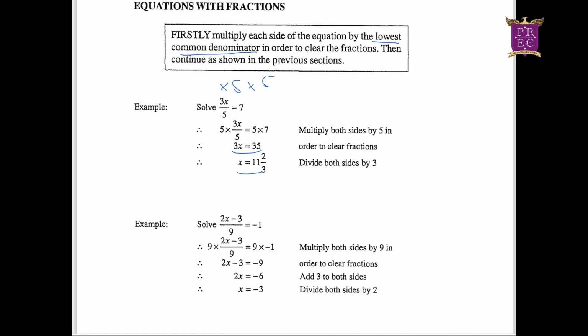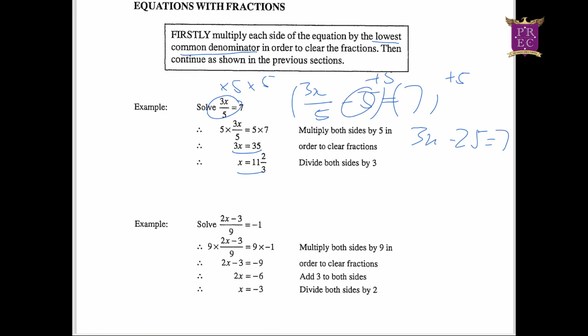Also keep in mind that sometimes you don't always multiply to get rid of the fraction first. So if we have something like 3x over 5 minus 5 equals 7, if you multiplied both sides of the equation by 5 first, you would get 3x minus 25 equals 7. Which is still okay, but it might be easier for you, instead of multiplying by 5 first, to add 5 to both sides of the equation, as you would be getting rid of the negative 5 here.